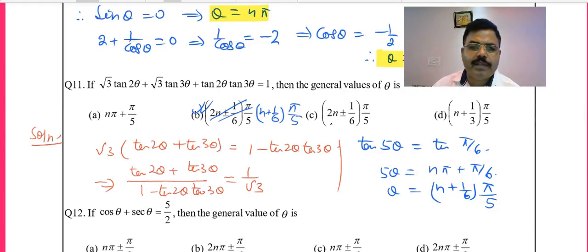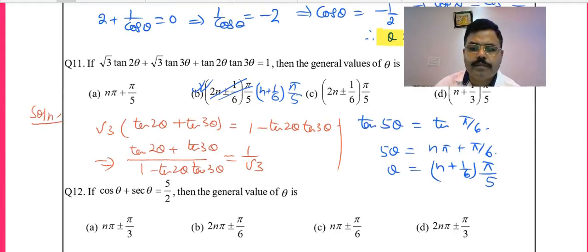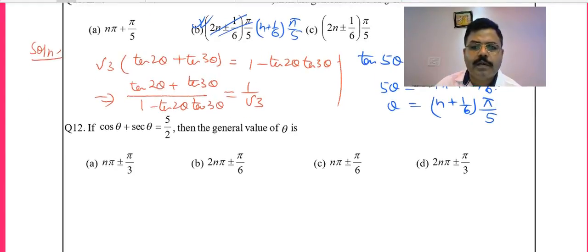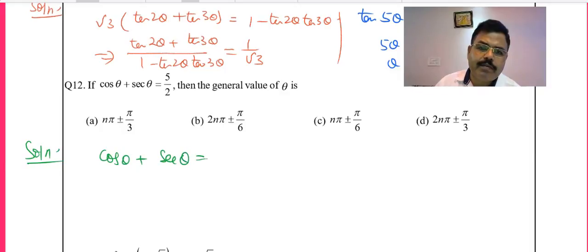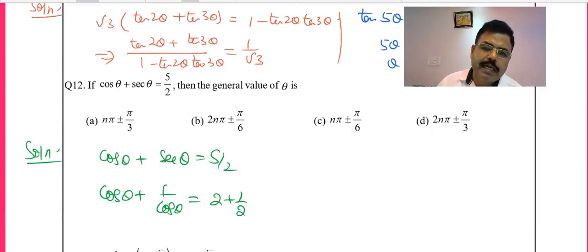Right, and that will be here. Next question. Here it is given that cos theta plus sec theta is equal to 5 by 2. Then the general value of theta would be, cos theta plus sec theta is equal to 5 by 2. And that can be written as cos theta plus 1 by cos theta is equal to 2 plus 1 by 2. Can I write like this?